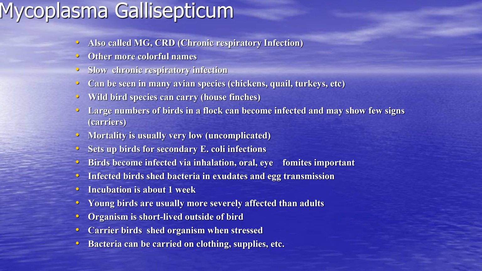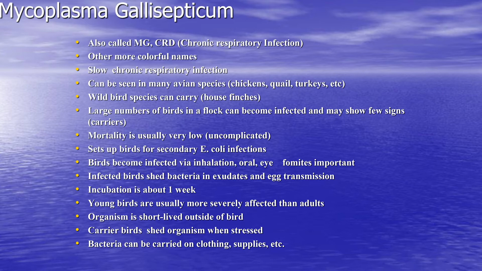coli infection, and I will be talking about E. coli. The birds can become infected by inhalation of the organism, or it can be an oral transmission. They can get it in their eye. Fomites are very important with this one, and fomites are like your shoes, your clothing, your hair. So one of the reasons when we do biosecurity, when we go into a farm, we put on a hairnet, things like that.